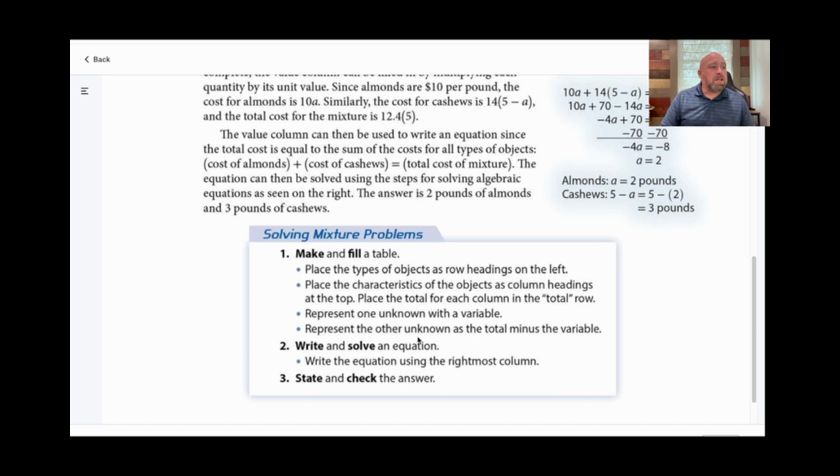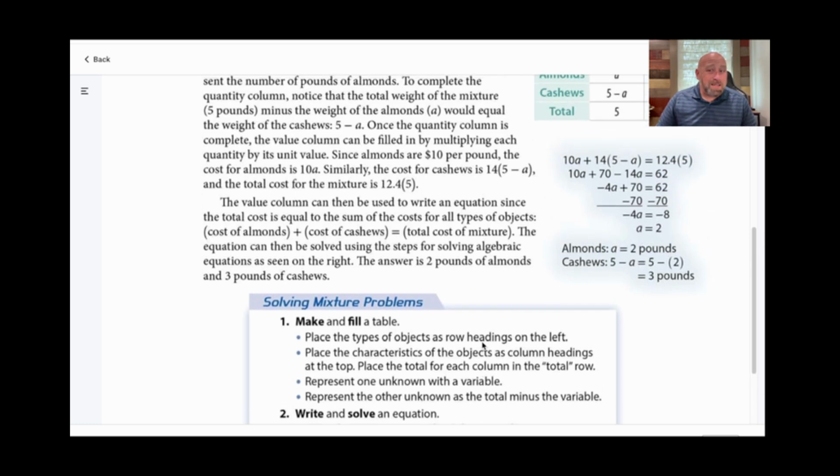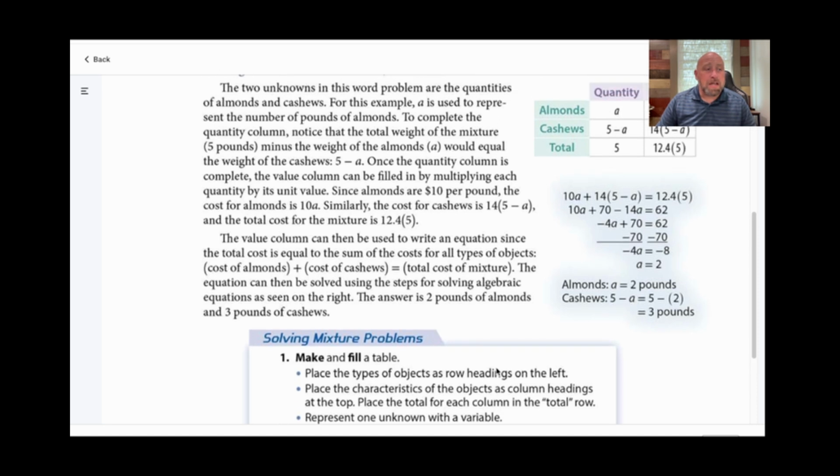And then represent the other unknown as a total minus the variable. So basically what they're saying there is we're going to use the other variable as whatever our total is minus whatever the first variable is. Then we're going to write and solve the equation, and then we're going to state and check our answers. Basically the same thing we did in the last lesson, but this is just a little bit different because now we're adding one piece to that, and that piece is actually building a table.